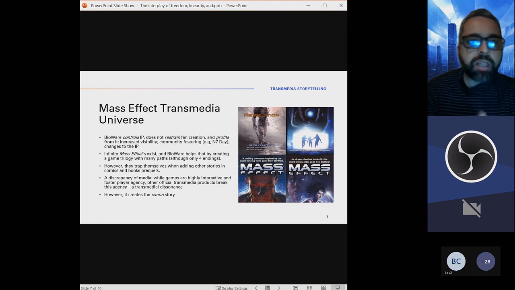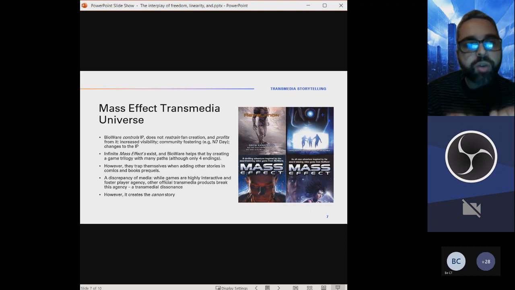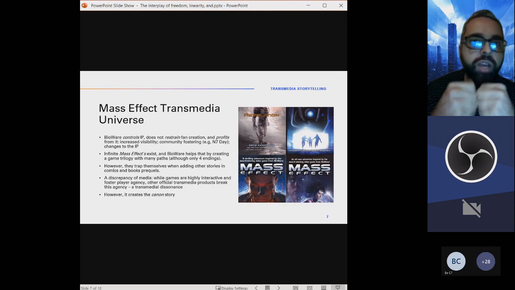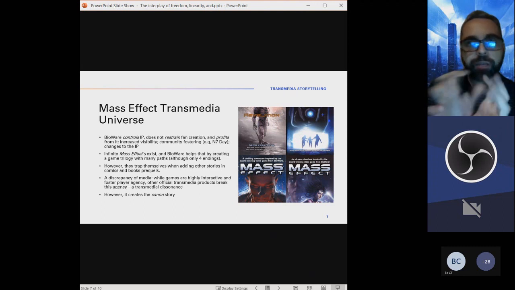We can say that there is an infinite number of Mass Effects, and BioWare helps that by creating a game trilogy that has many paths. So there's so many possibilities within the game, and so many storylines we can follow, and so many places where we can create our own fanfics and try to understand what happened. Although, of course, it has only 4 endings and all the problems that come with that. And that becomes a trap even more because when you create a transmedia project where one of the objects is highly interactable and highly branched, you trap yourself by creating very stable stories with comics and books.